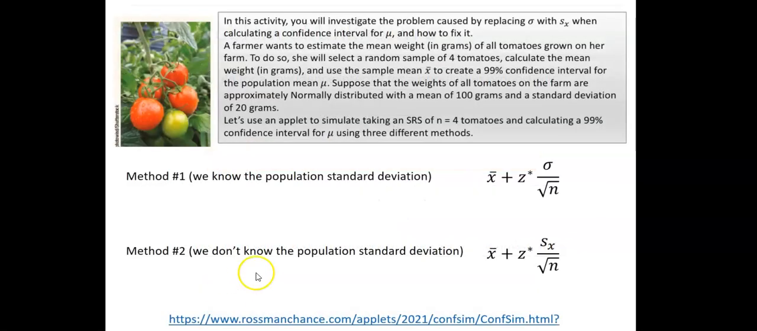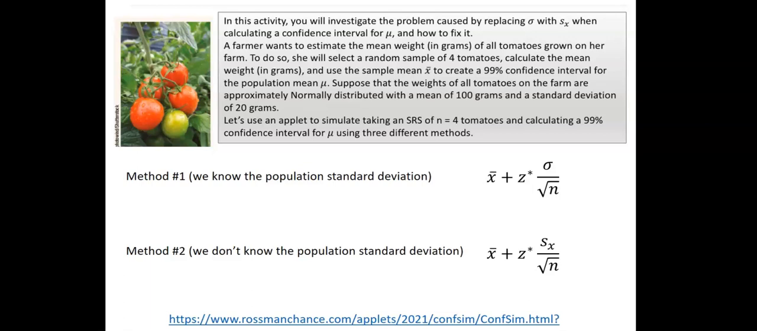So we're going to look at why we do what we do. In this activity, we'll investigate the problem caused by replacing the population standard deviation, that's the Greek letter sigma, with S sub x, which is the sample standard deviation. There's a problem that happens, actually.